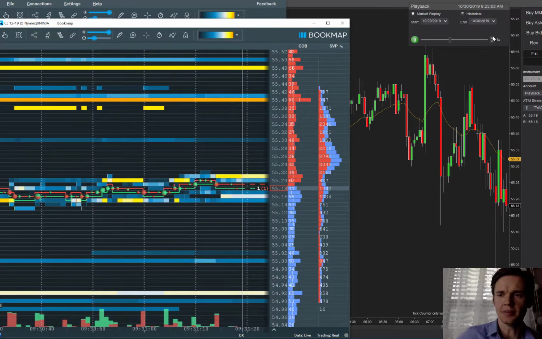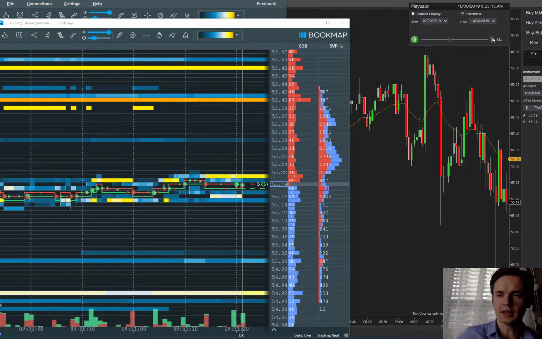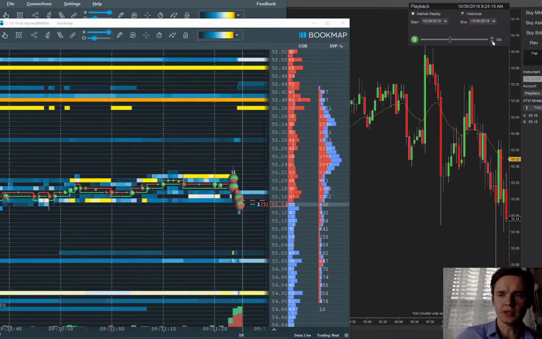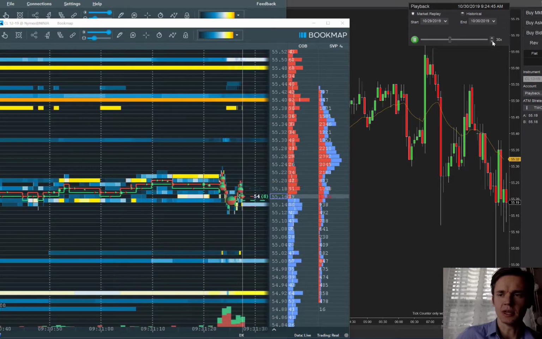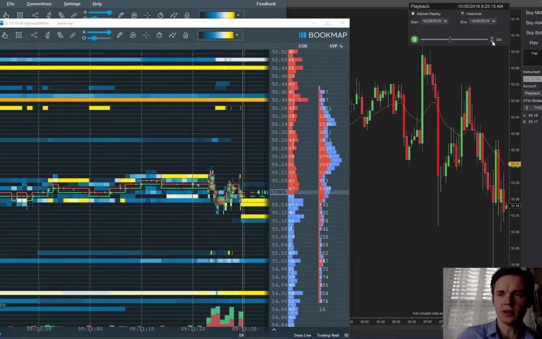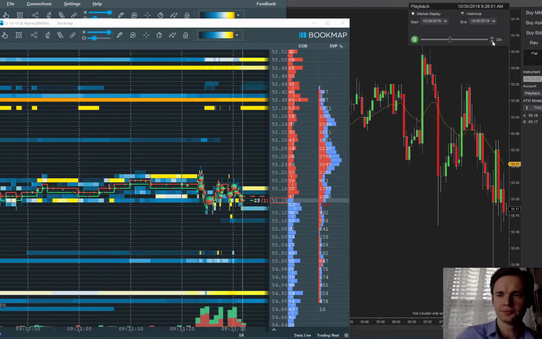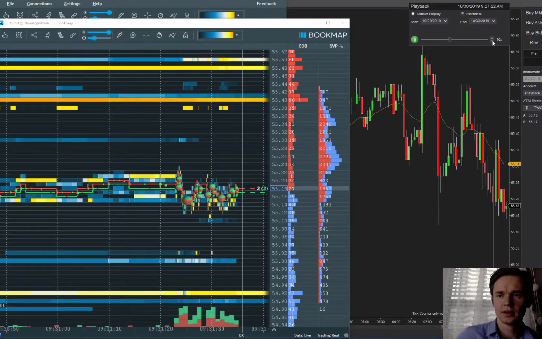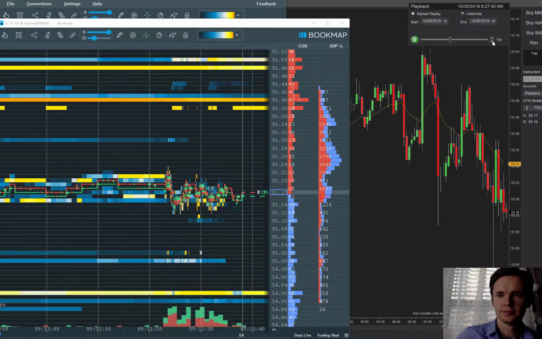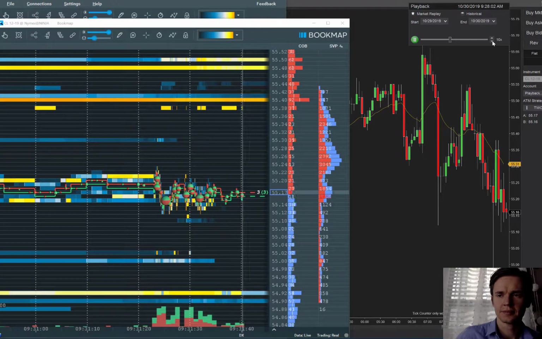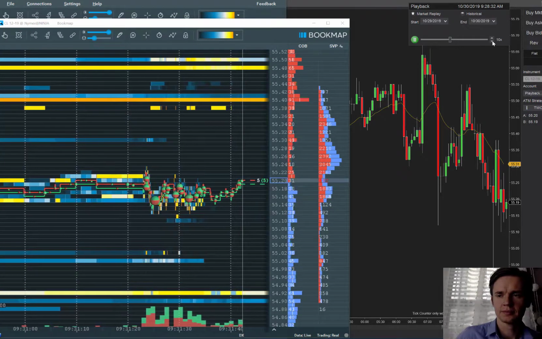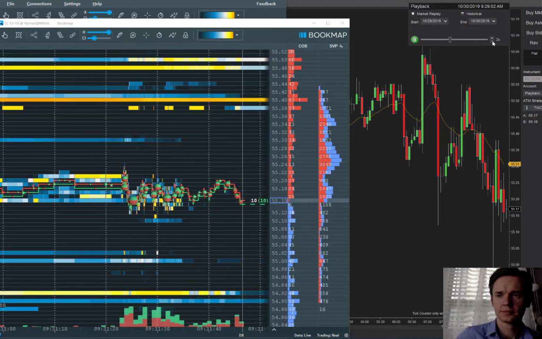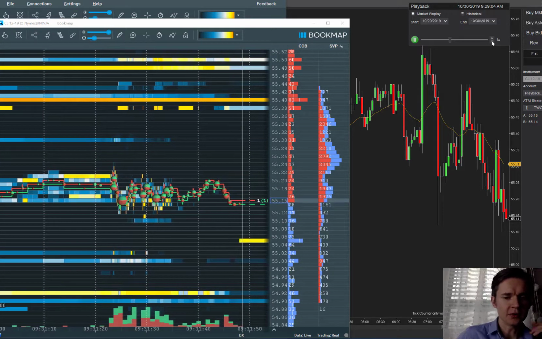So we're going to speed this up here. You get the idea of what normal orders look like. This is just at 30 times speed, so don't pay attention to this real quick. I'm just getting close to the market open. Okay, we are now 1 minute out from the market open.